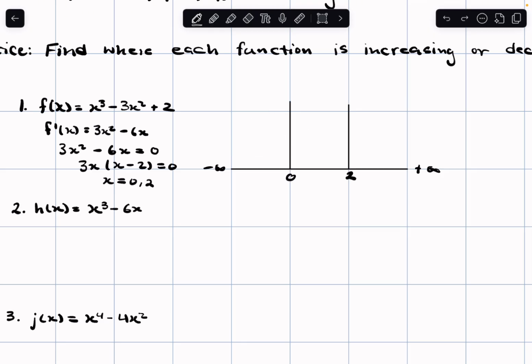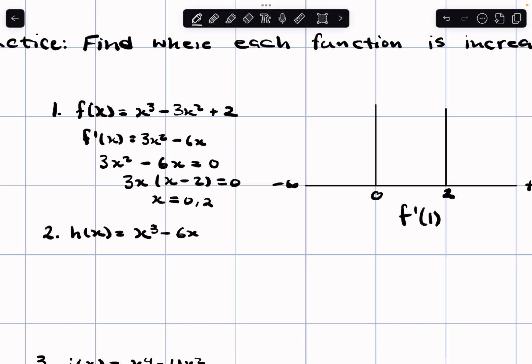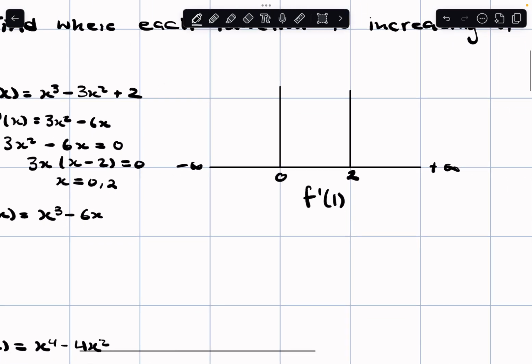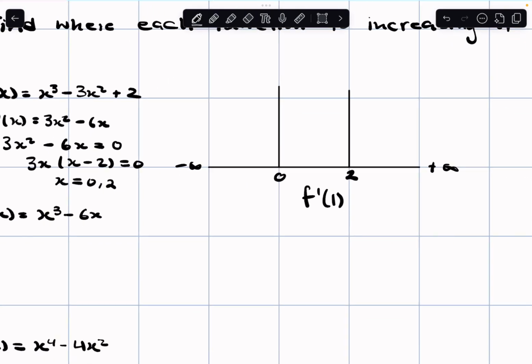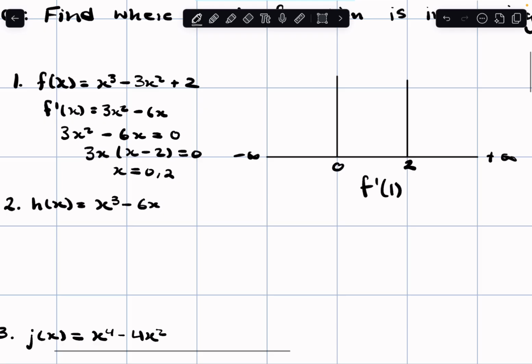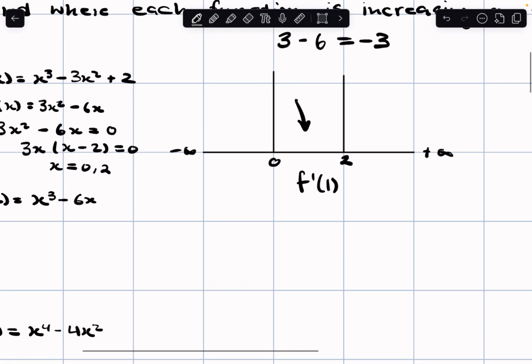First, 1 is perfectly in between 0 and 2, so we can find f prime of 1 and see what that gives. 3 times 1 squared is 3, minus 6 times 1 is 6, so this is negative 3. Is negative 3 less than or greater than 0? It's less than, so it's going to be decreasing on this interval. Let's draw an arrow to clarify it.